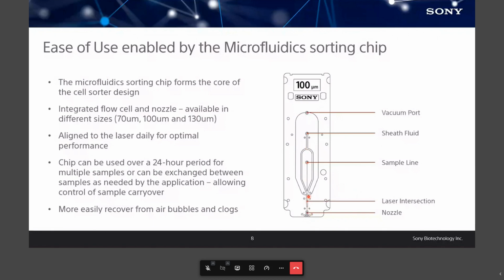So you have your sheath fluid flowing down, your sample being injected into the center of that sheath fluid, forming your core stream, and then your laser intersection happens here, right where your laminar flow is, and then your nozzle.